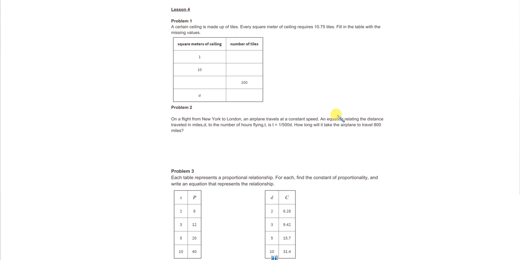Final page of practice problems. Lesson number 4. You've got 3 of them to do on this page, and then you are done for the week. You can do this.